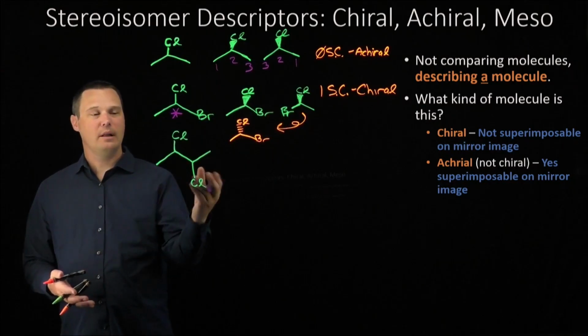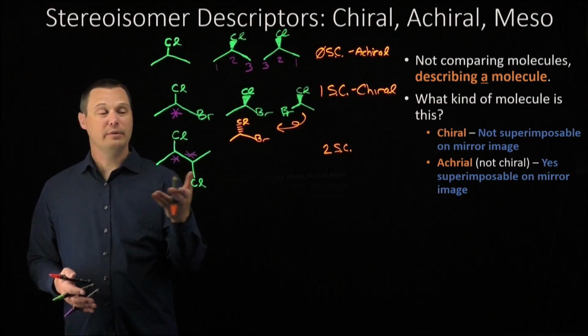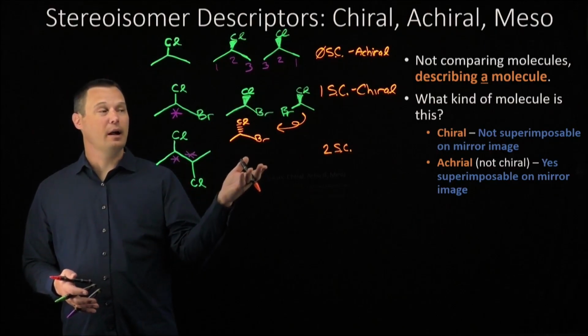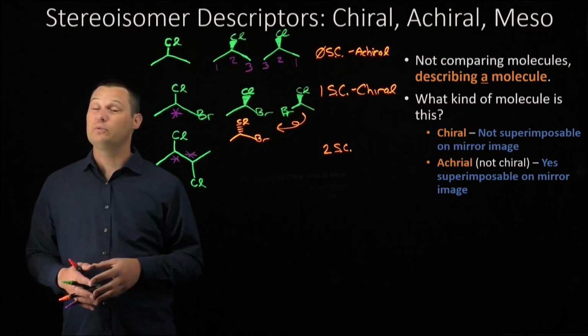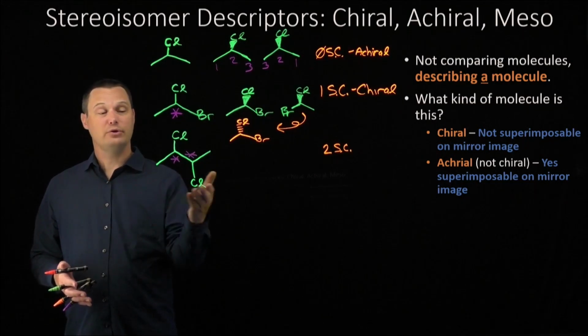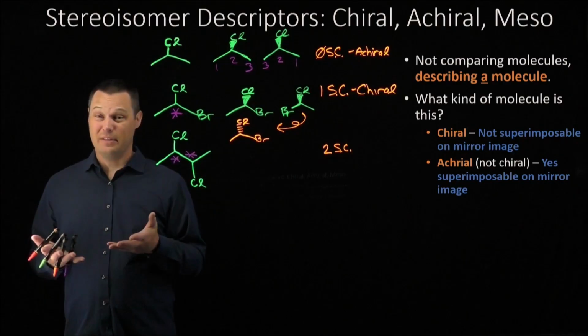So what about a molecule like this? A molecule that has 2 stereocenters. Will a molecule with 2 stereocenters be chiral or achiral? The answer is, it depends. And this is where students can get burned. A molecule can have 2 or more perfectly good stereocenters and still be achiral. How can that be? Symmetry.